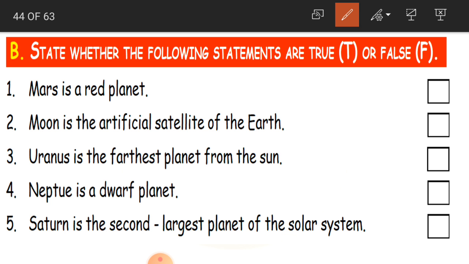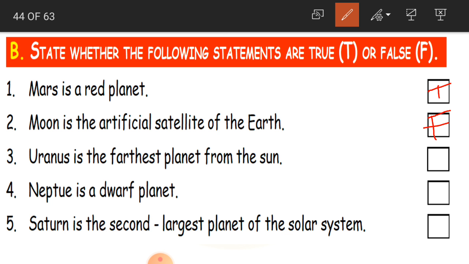Why? Because the surface of the planet Mars is red in color because of the red soil, and even the rocks on this planet are also red in color. So that is why Mars is called a red planet. So this is true. Now, second one, Moon is the artificial satellite of the Earth. Is it true or false? It is false. Moon is the natural satellite of the Earth.